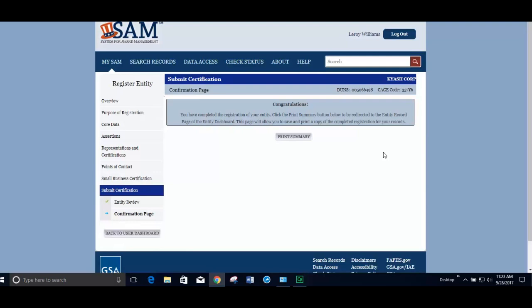So at this point, I basically have to wait for SAM to say, okay, Leroy, your company, Irs Corp, does check out with the IRS and the Defense Logistics Agency in terms of your CAGE code, you're good to go. You can apply or bid on jobs with the United States of America.